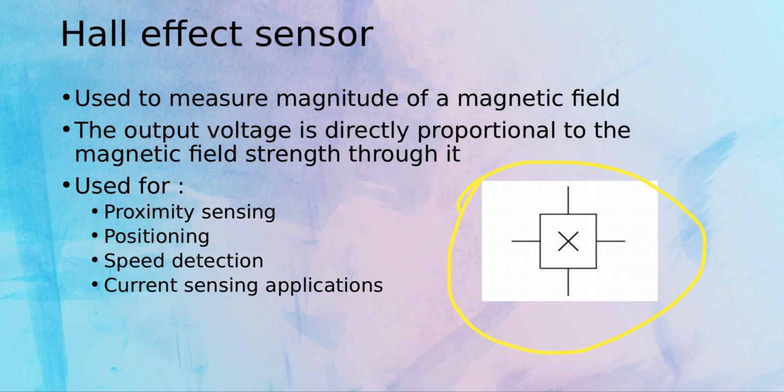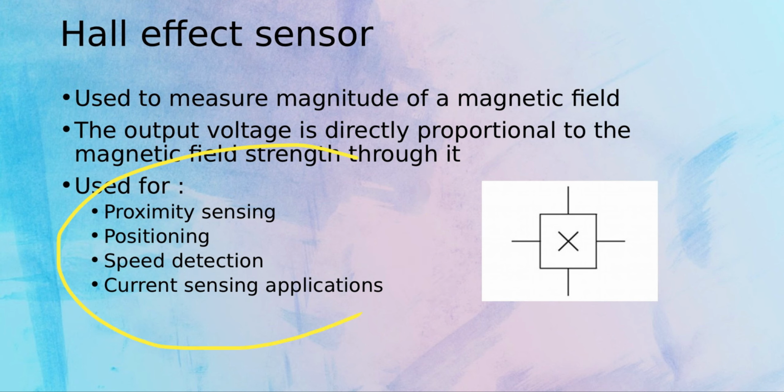Take a look at this diagram. This is how a Hall effect sensor is represented in circuits. Note that they have four terminals through which current can either flow in or flow out of the device. Now the output voltage produced by this device is directly proportional to the magnetic field strength applied on it. If the Hall effect sensor is subjected to high magnetic field strength, then the output voltage is also high. If the magnetic field strength is very low, then the output voltage is also considerably low.